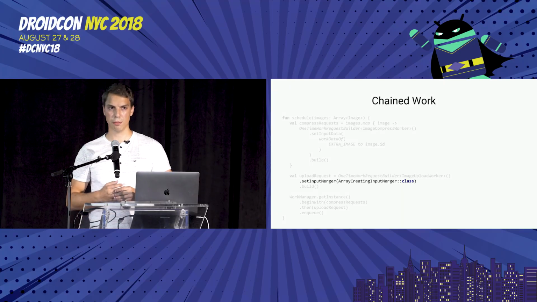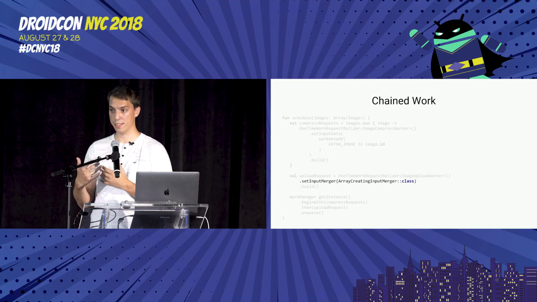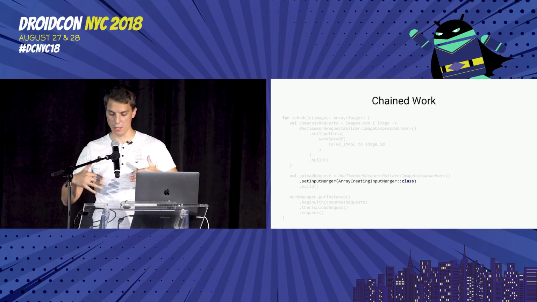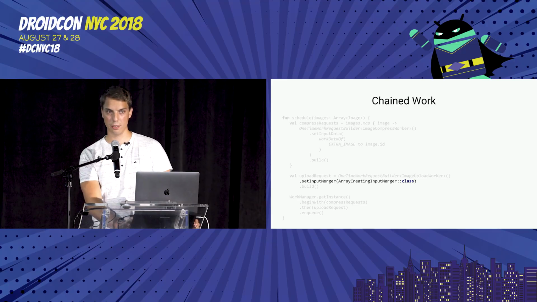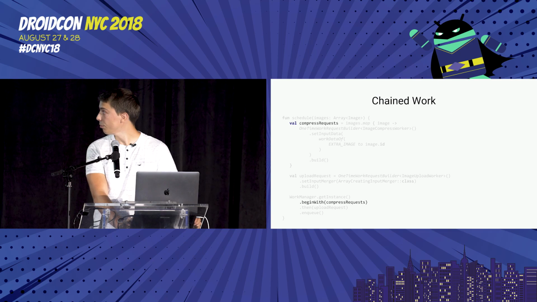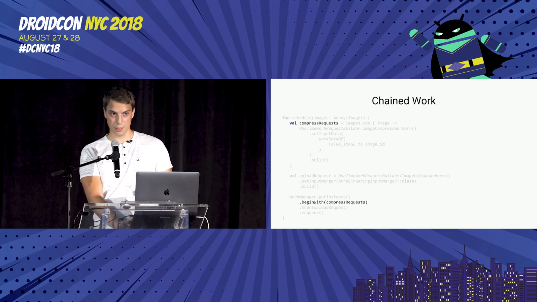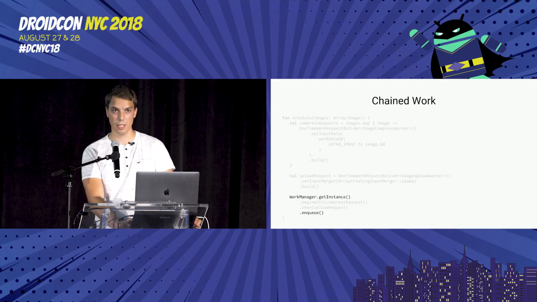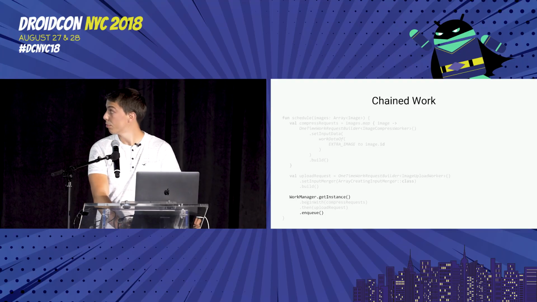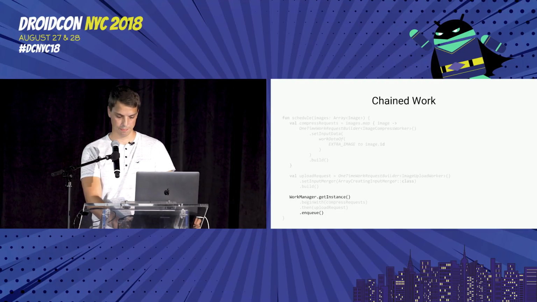Currently, the WorkManager comes with two input mergers. One that creates an array for you and stores all the outputs from the previous jobs in an array. And that's the one I'm using here. You can also overwrite the results from all the jobs so that you get just one single input. Then I begin with all my compress workers, and after this run my upload worker, and then the rest is the same. I just call enqueue, and that's about it. So easy to use, really powerful.